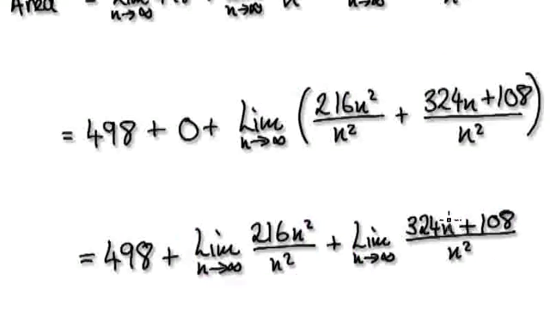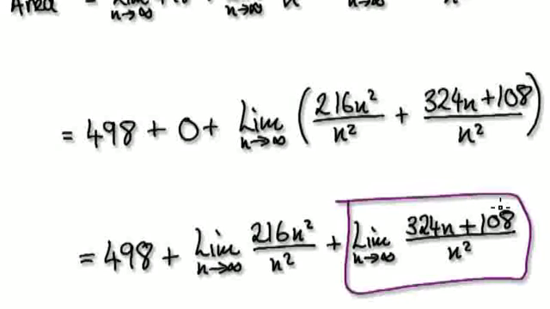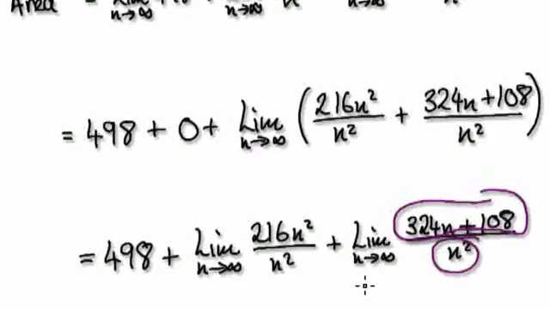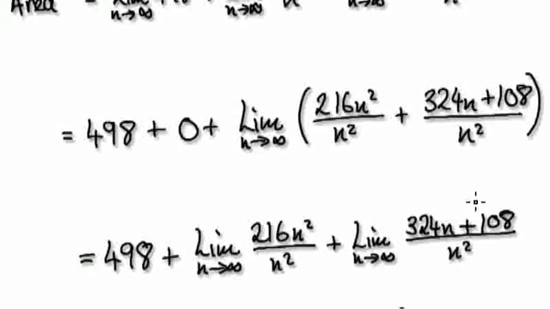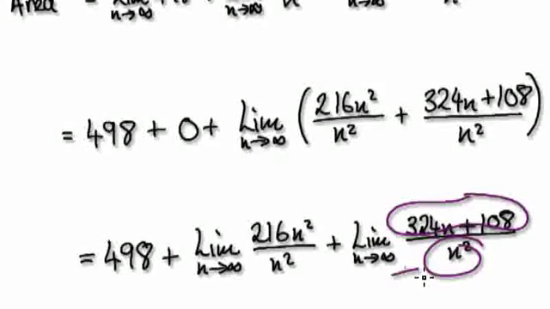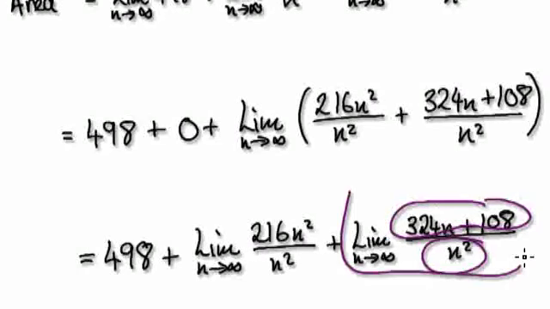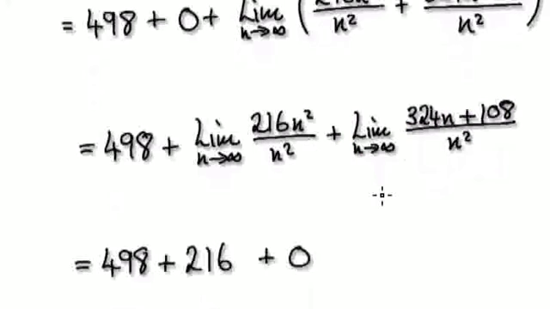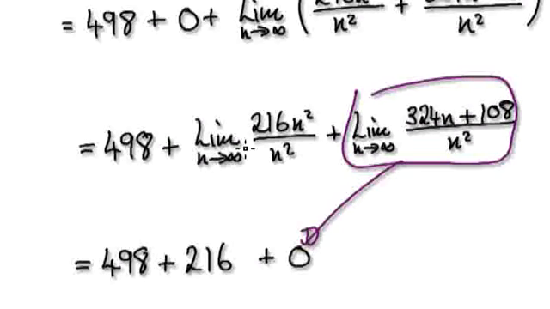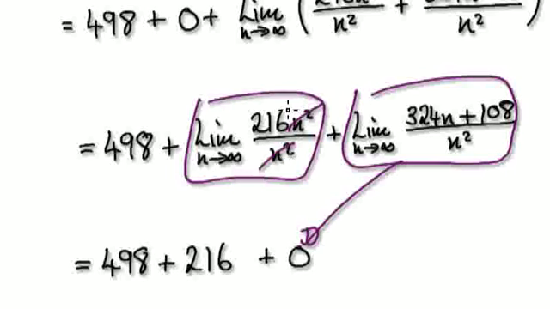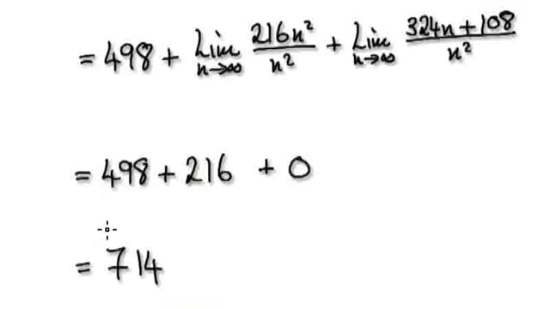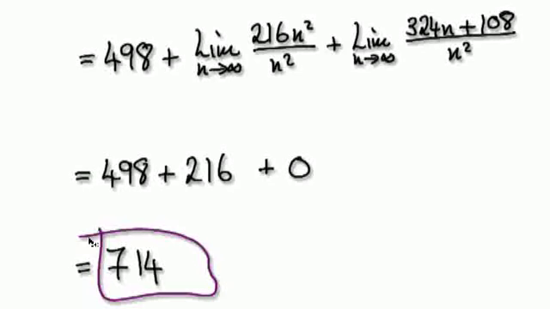This then becomes this. You see, when you look at this here, you've got a bubble here divided by another bubble. So as n tends to infinity, this bubble here will get a lot bigger than this bubble here. So eventually you're going to have something that's really small divided by something that's really big. So something small divided by something that's really big, then overall this whole thing here tends to 0. This thing here will tend to 216. So now the whole area here equals 714.